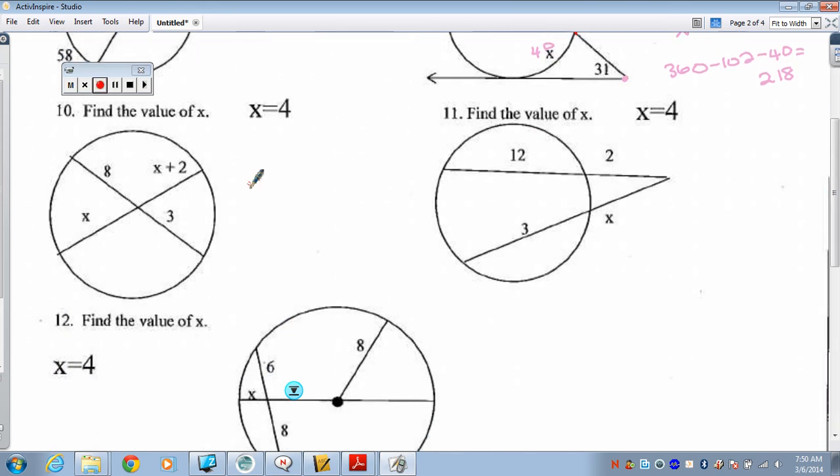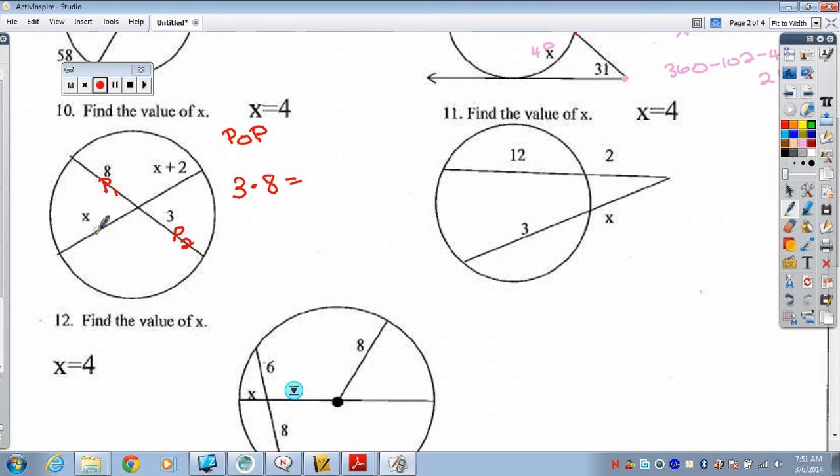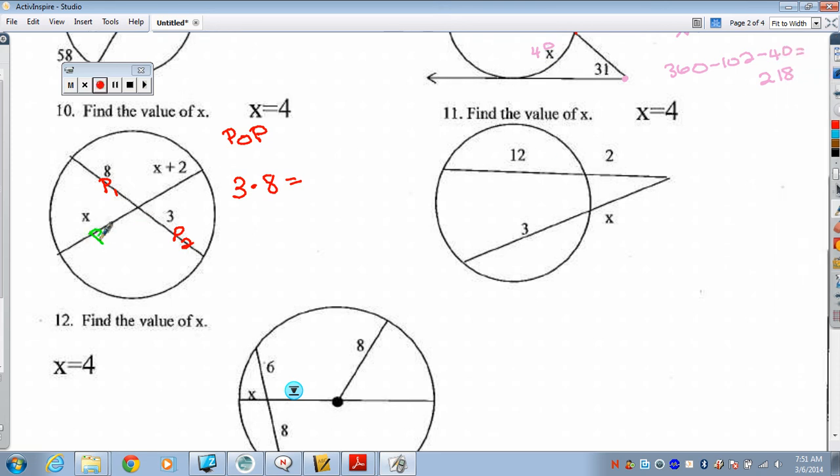Find the value of x. This is your POP, product of the pieces. You multiply the pieces. So 3 times 8 equals... notice this is piece number 1, piece number 2 of that chord. The next one, this is piece number 1, and this is piece number 2 of that chord. So this is going to be x times x plus 2. I have to distribute. So now I have x squared plus 2x equals 24.